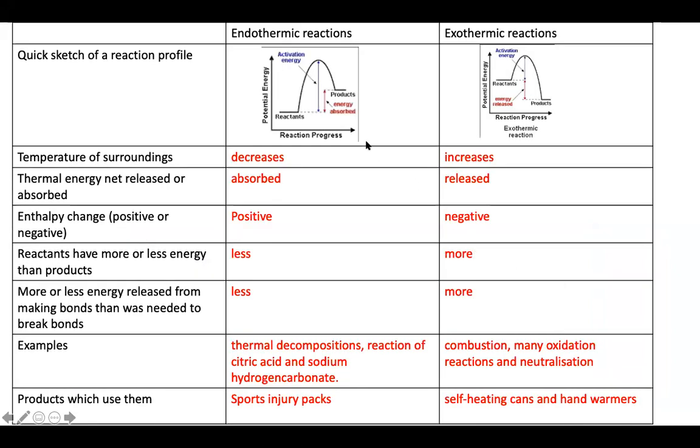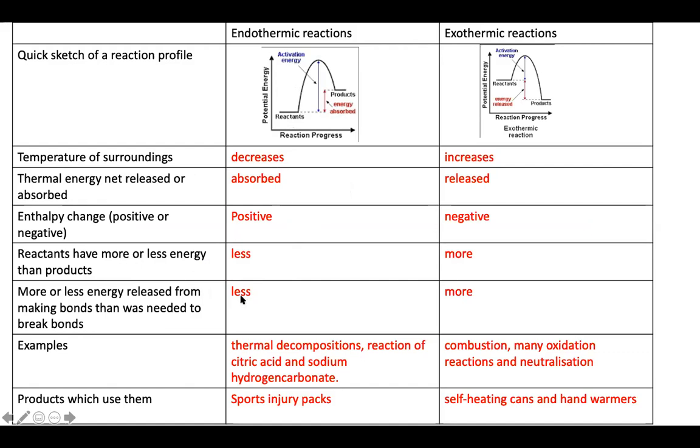So endothermic reaction. Our reaction profile looks like this. You'll see that our reactants have less energy than our products. In an endothermic reaction, the temperature of the surroundings will decrease. You'll get a net absorption of energy. It'll be a positive enthalpy change. Your reactants have less energy than your products.